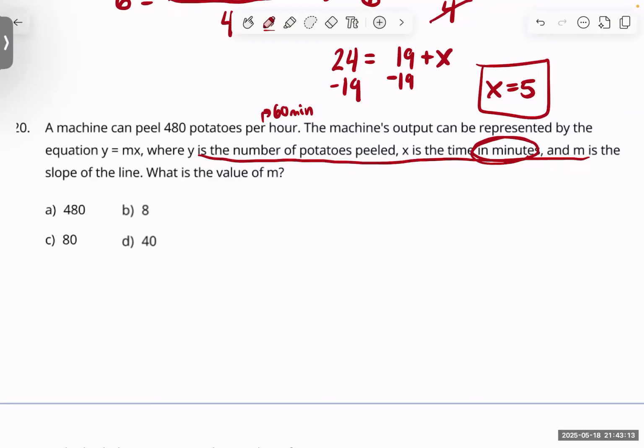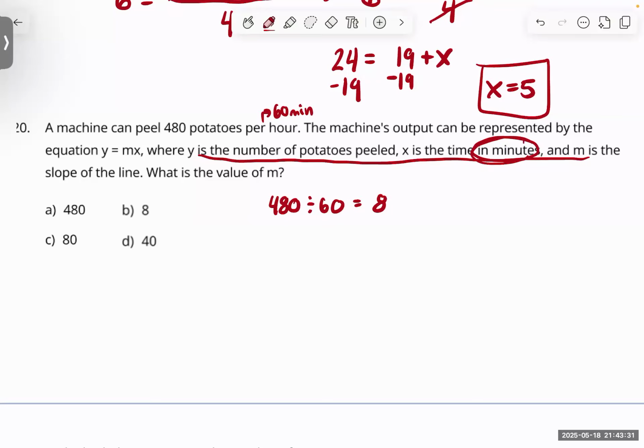So recall how it said 480 potatoes per hour. So how much is that per minute? Well, in order to find that out, you do 480 divided by 60, and that's just 8.